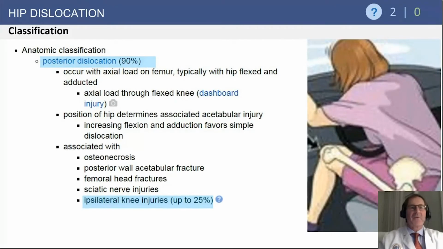The mechanism of injury, most commonly these are posterior. There's axial loading for a posterior dislocation. Adduction and flexion of the hip will often result in loading on the distal aspect of the femur. And as we mentioned previously, ipsilateral knee injuries can be present up to 25% of the time.